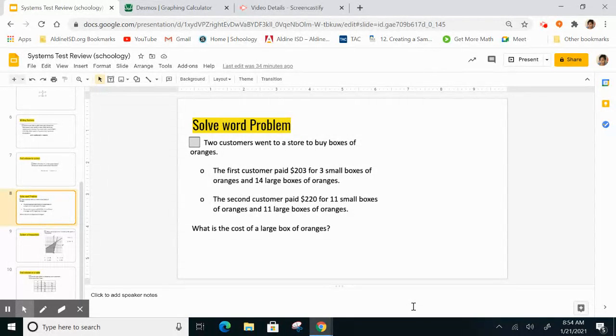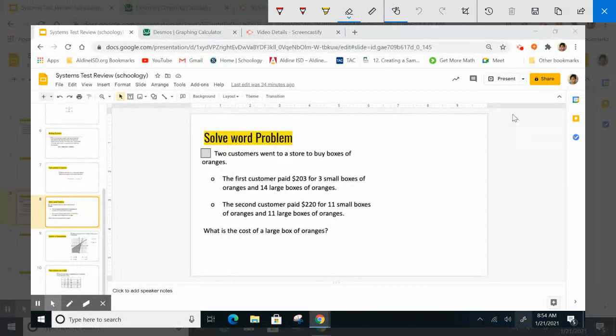First customer paid $203 for three small boxes of oranges and 14 large boxes of oranges. The second customer paid $220 for 11 small boxes of oranges and 11 large boxes of oranges. What we want to do is figure out the cost of a large box of oranges.